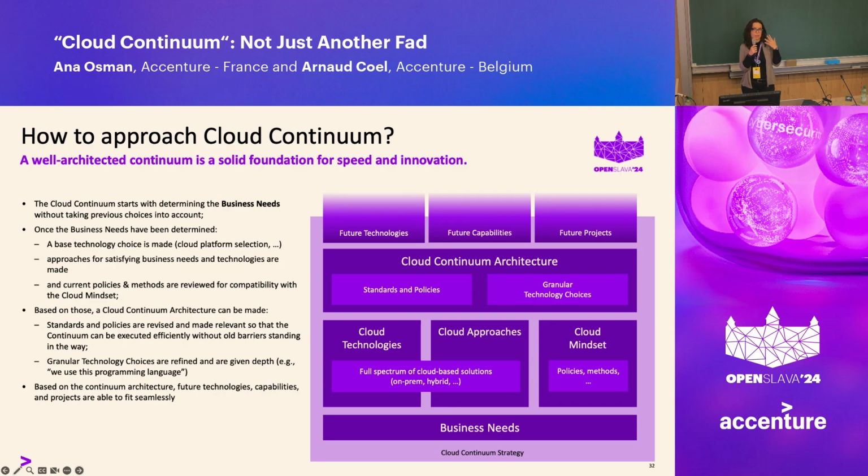So you're ready for your technology landscape to adapt per your needs.